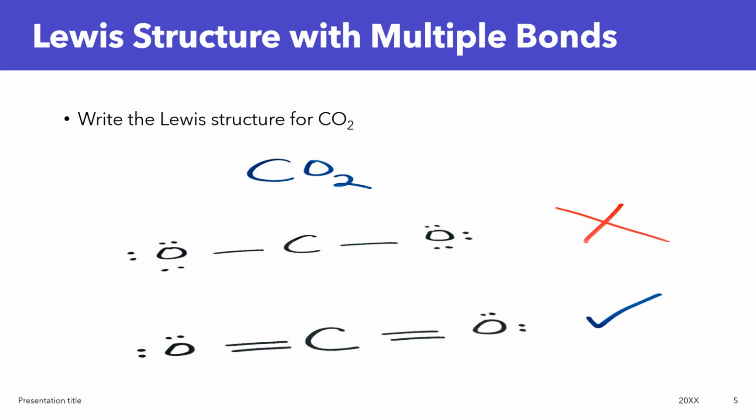But let's look at this. Each oxygen is an octet, but if we look at the carbon, we see that the carbon is not an octet. So that's how we know that is not the right answer. That is not how you draw the Lewis structure for carbon dioxide.